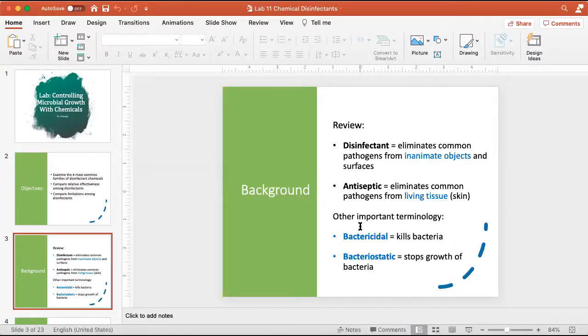So if you don't have a functioning immune system like an AIDS patient does not have, even the strongest, most powerful antibiotic won't save you. You have to have the immune system behind you to ultimately control infection. So, two terms that are associated with different antibiotics and antimicrobial drugs, as well as disinfectant chemicals.